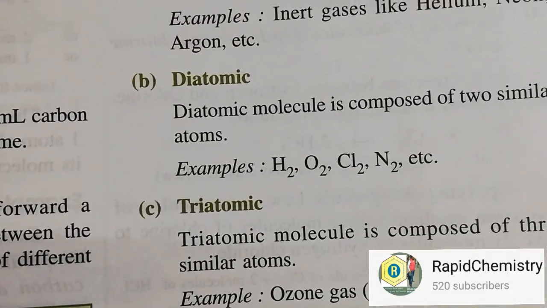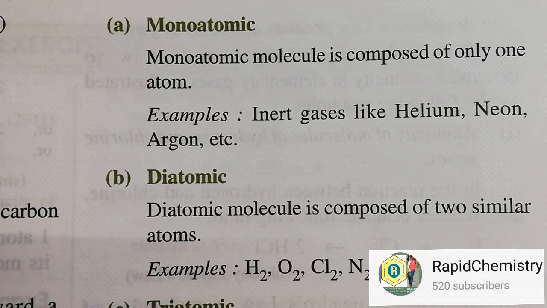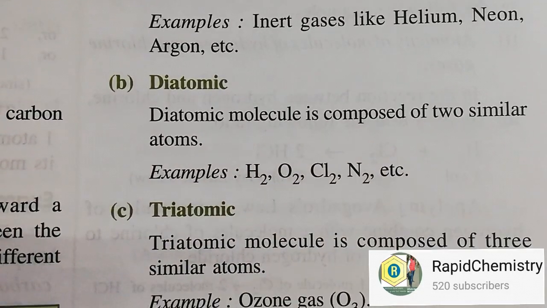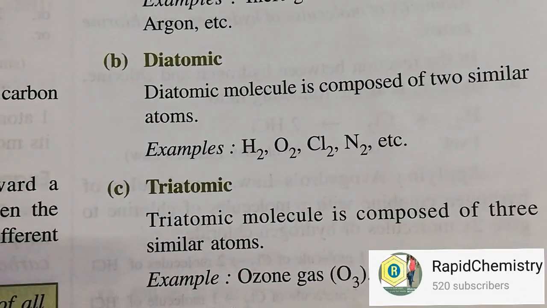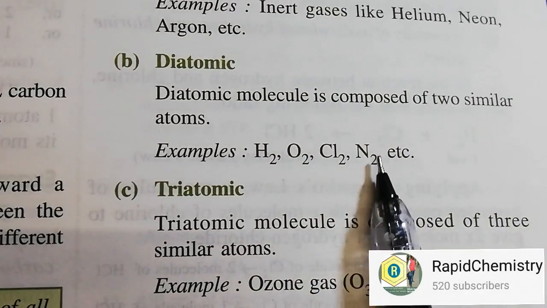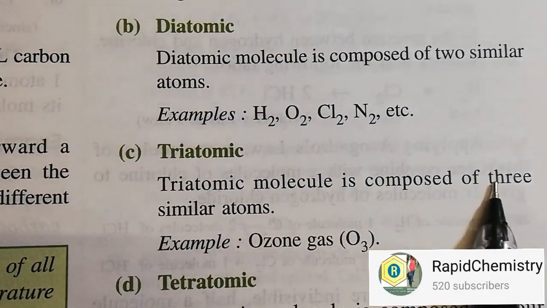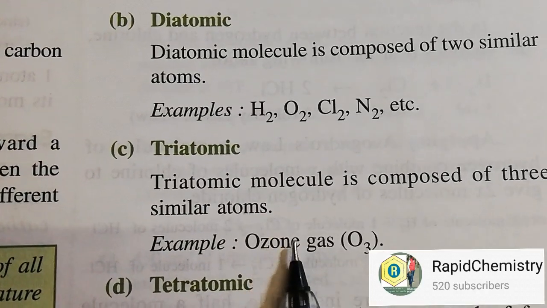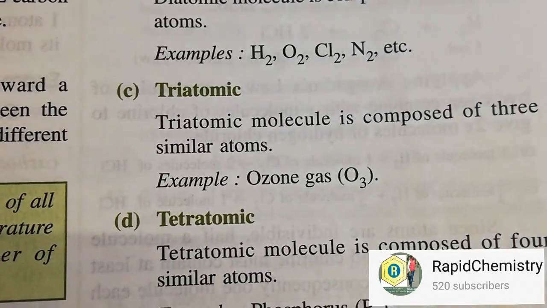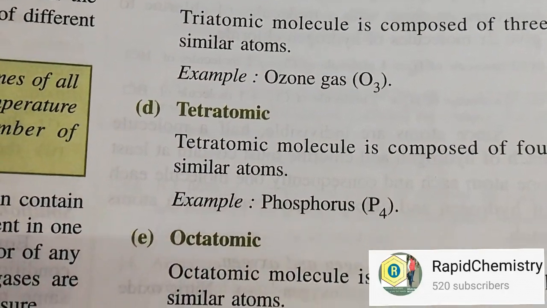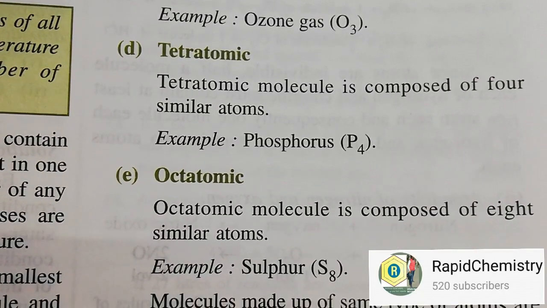The very first one here is monoatomic. Monoatomic, generally inert gases like helium, neon, argon. Diatomic: a diatomic molecule is composed of 2 similar atoms like H2, O2, Cl2, N2. And a triatomic molecule is composed of 3 similar atoms, and that would be O3. A tetraatomic molecule is composed of 4 similar atoms, and that is phosphorus. Octaatomic is there, and that is sulfur. So these are the atomicities.